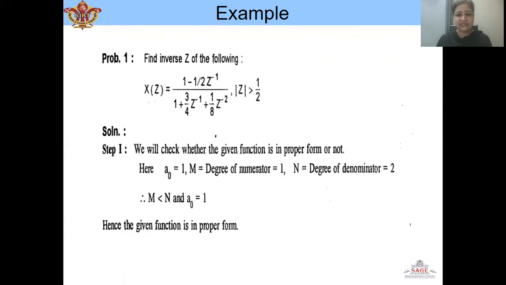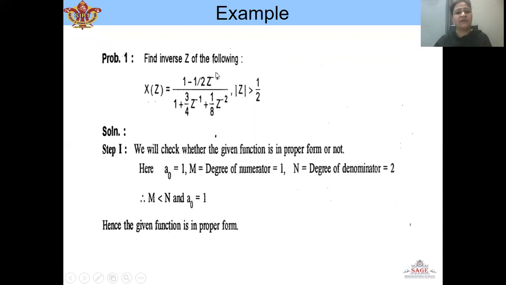Now, we will understand this method by taking an example. Suppose I want to find out the inverse z transform of this X(z). We can see this X(z) is in the form of a rational function and the ROC is given as |z| greater than 1 by 2. First, we will check whether the given function is in proper form or not.